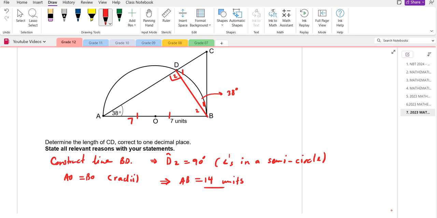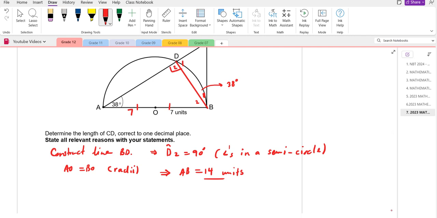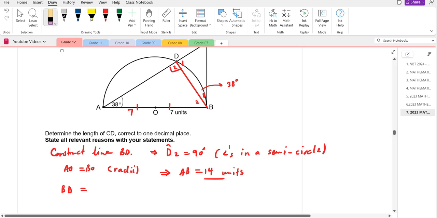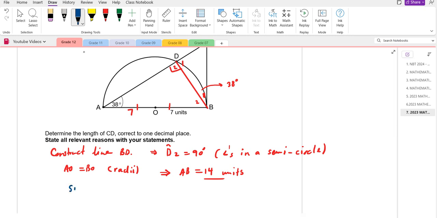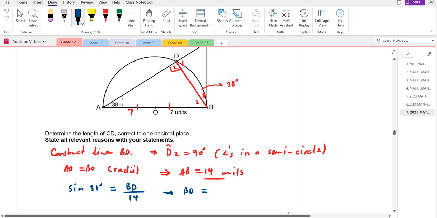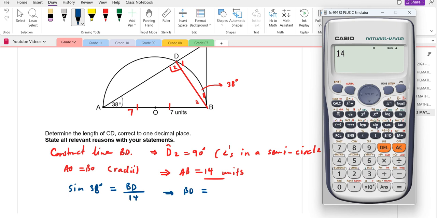So now what we have, BD, yeah, how can we find BD? It's going to be opposite, and this is the hypotenuse, so opposite over hypotenuse. So sine 38 is equal to opposite, which is BD, over the hypotenuse, which is 14. This implies BD is now equal to 14 sine 38, and we're getting an answer of 8,619.